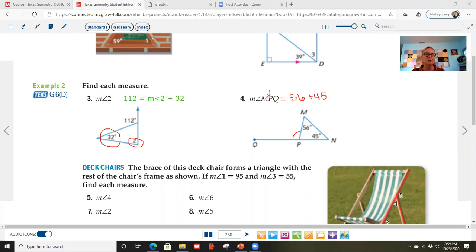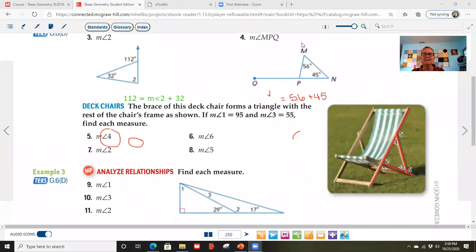And I'm not going to do 5, 6, 7, and 8. It's more of the same, where you're using the fact that, well, maybe I should mention it though. So I decided to do them. If they give you the measure of angle 1 is 95 degrees, I guess this would show up better. Angle 1 is 95 degrees, right? That's 95 degrees, and that is the exterior angle. So 95 degrees is going to equal the measure of angle 4 plus the measure of angle 3. And guess what? They gave me angle 3 is 55 degrees.